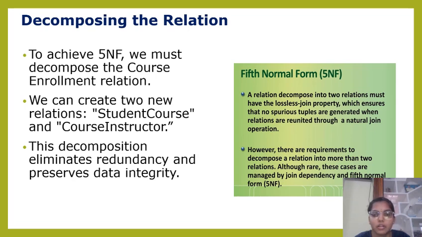Fifth normal form. A relation decomposed into two relations must have the lossless join property, which ensures that no superior tuples are generated when relations are reunited through a natural join operator. However, there are requirements to decompose a relation into more than two relations. Although rare, these cases are managed by joint dependencies and fifth normal form.